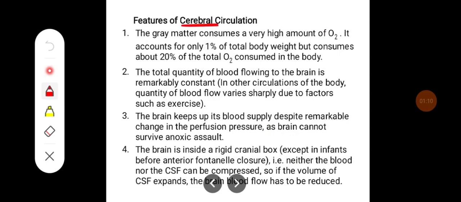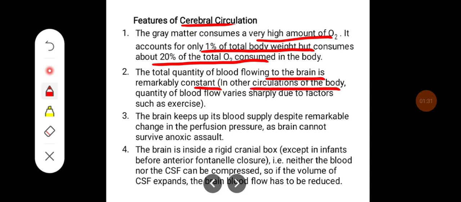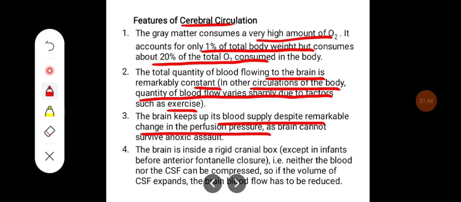Some of the features of cerebral circulation. The gray matter consumes a very high amount of oxygen. It accounts for only 1% of the total body weight but consumes about 20% of the total oxygen consumed in the body. The total quantity of blood flowing to the brain is remarkably constant. In other circulations of the body, the quantity of blood flow varies sharply due to factors such as exercise. The brain keeps up its blood supply despite remarkable change in the perfusion pressure, as the brain cannot survive an anoxic assault.